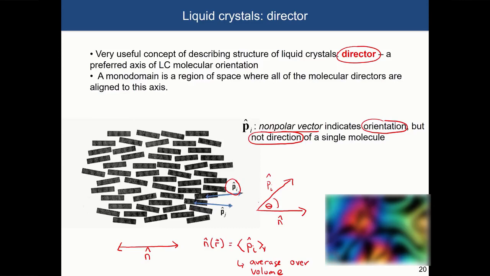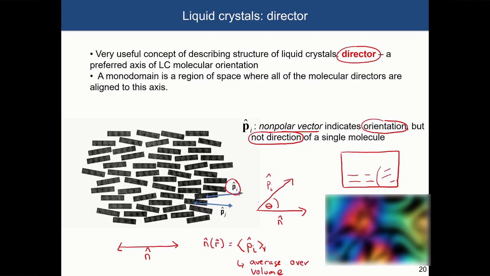The director itself is locally defined. What that means is that if you have a liquid crystalline material, the orientation is local. If this was my liquid crystalline material, then I can have different domains that are not necessarily strictly separated, they can be continuous, but the orientation of the molecules is locally defined. In this area, the molecules will have, for example, horizontal orientation, and therefore the director will be in the horizontal direction.